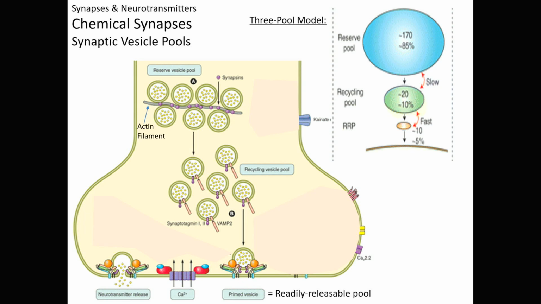They are docked on to that membrane, and so they are just waiting for a calcium signal, and then they can just move that very short distance from where they're docked to the presynaptic membrane, merge with it, and then release their neurotransmitter content into the synaptic cleft. So that's why they're called readily releasable.